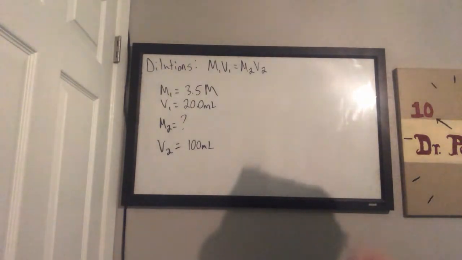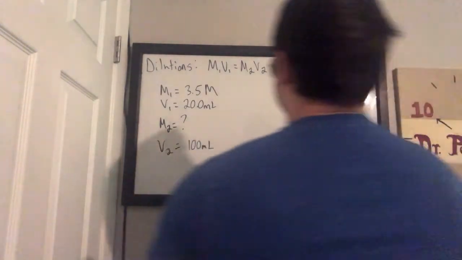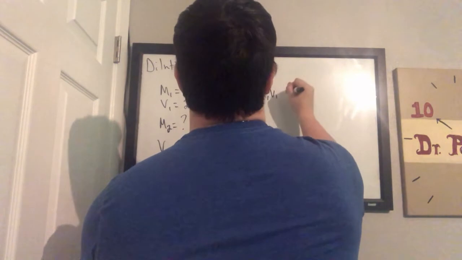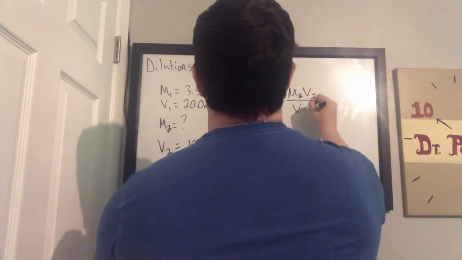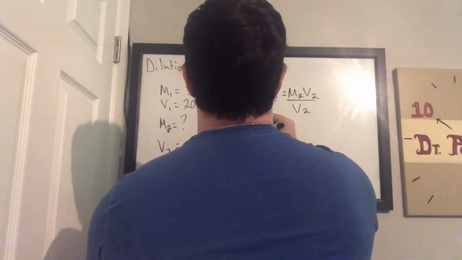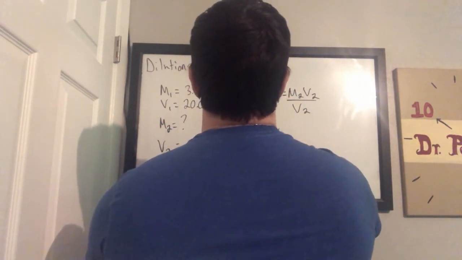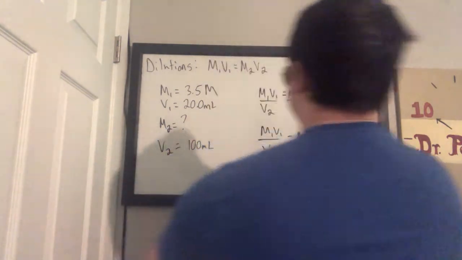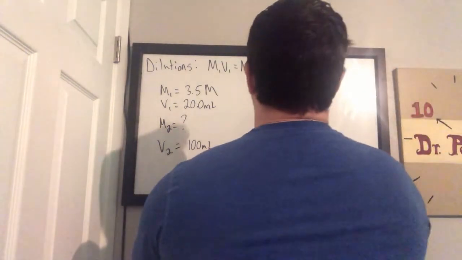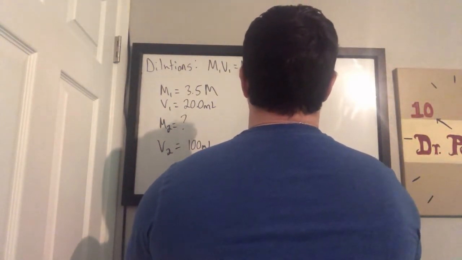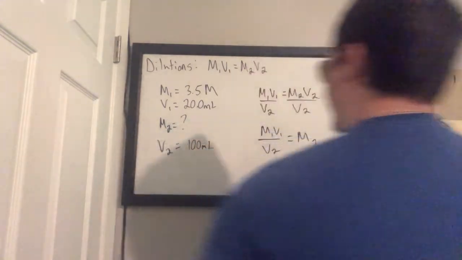So all we've got to do is rearrange our equation to solve for M2. M1V1 is equal to M2V2. Divide both sides by V2 in order to get M2 on its own. And plug it in. And we're going to round this to 1 sig fig, and we get a new concentration of 0.7.